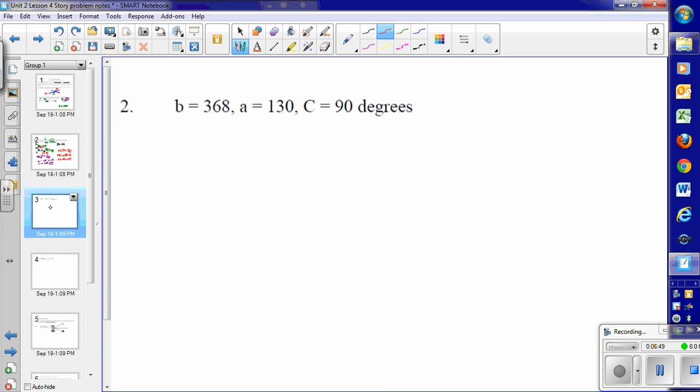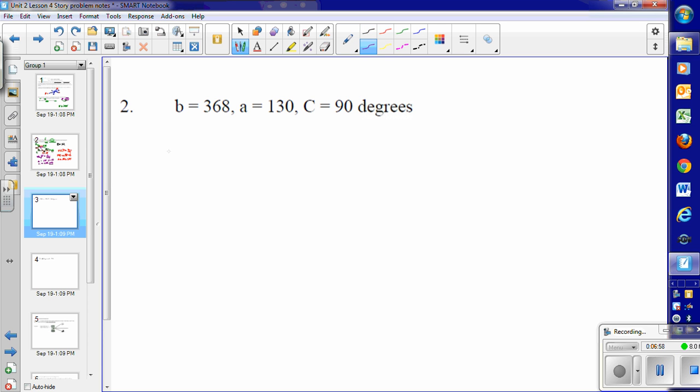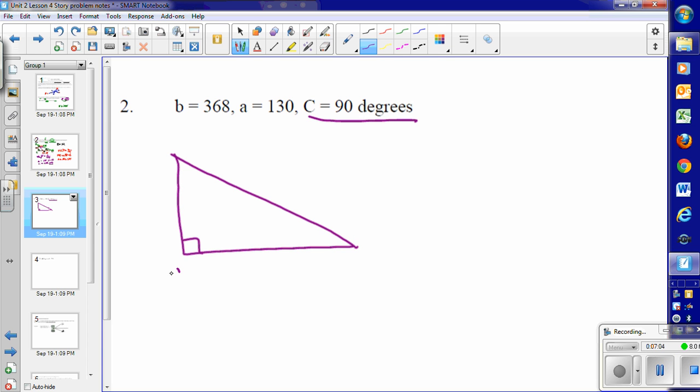Okay, our next question. We want to make sure that we have a good picture. Okay, so we're going to make a picture. It says that C is 90, so I'm going to put my right angle here. These are both lowercase. What does that tell you? Hopefully that tells you their size. So this is 368. I put capital A here. This is 130. So you might have another idea here about how to find our third side. I hope you do. It's not even anything with SOHCAHTOA. It's just good old Pythagorean theorem.